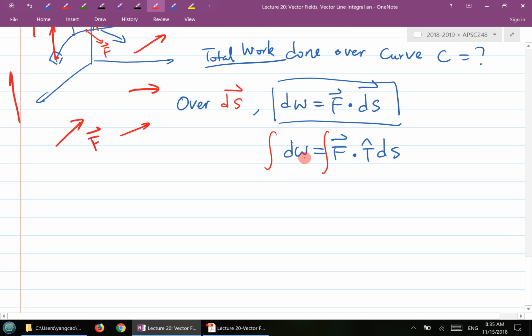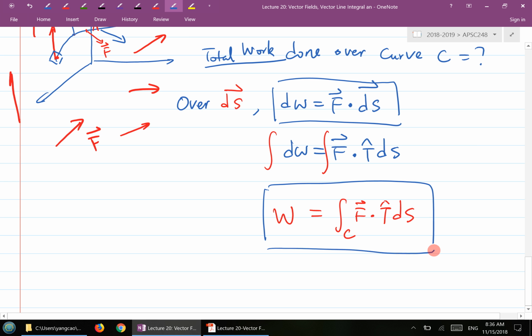So this part is the work here, so you get total work equal to the integral of F dot T hat ds, and we're integrating over this curve C. So basically what we have just done is we derived the formula for the vector line integral.